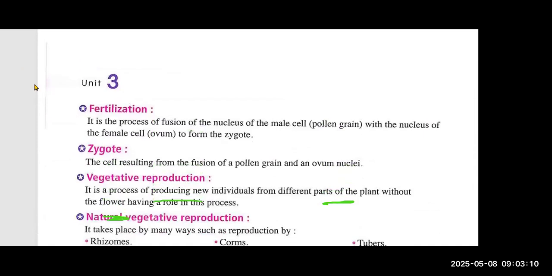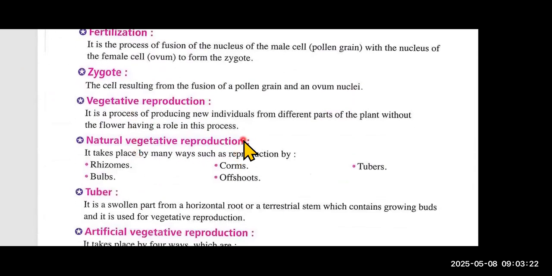Fertilization process happening to form zygote or embryo. This zygote contains 46 chromosomes. Fusion of a pollen grain with an ovule. Vegetative reproduction produces new individuals from different parts, without the flower having a role in this process.